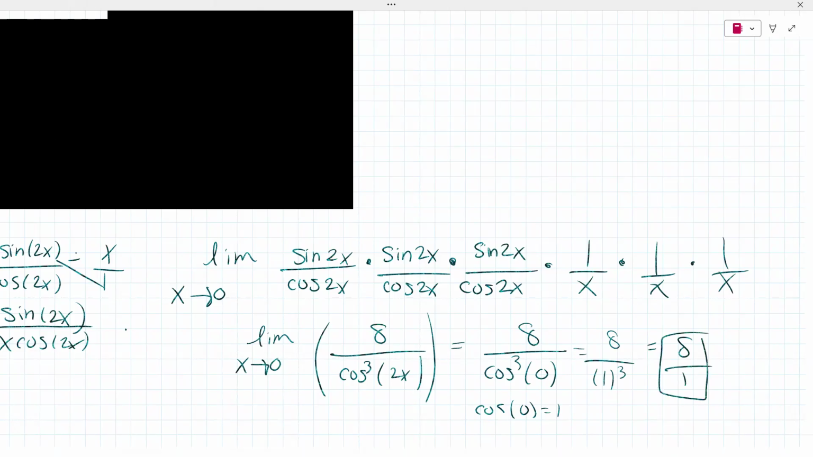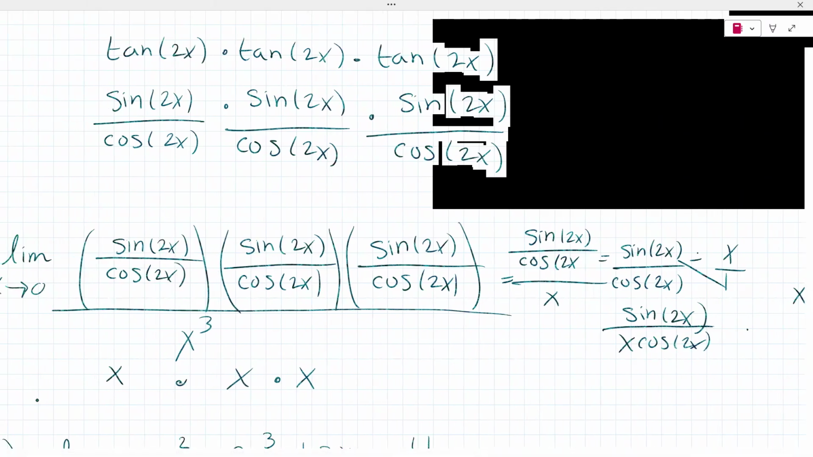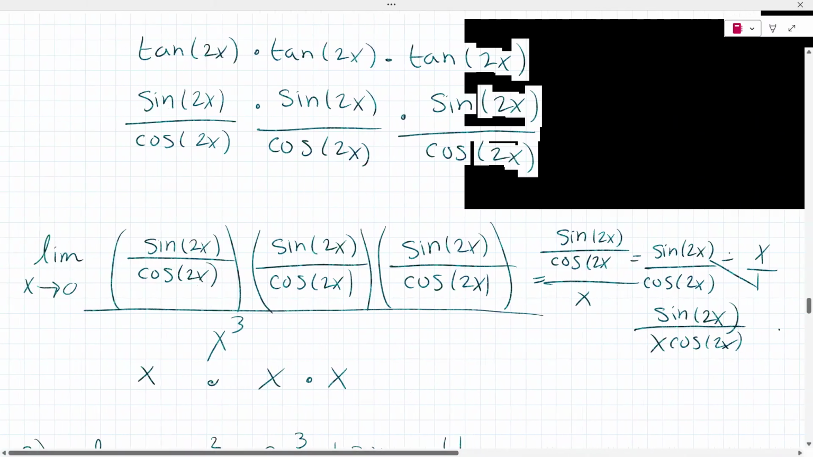Okay, so that one was tricky. And what you could have also done is used L'Hopital's rule. I should have done that. I think that would have been a lot easier. So you would just take the derivative of the numerator and denominator maybe once or twice, and then plug in your x value 0.